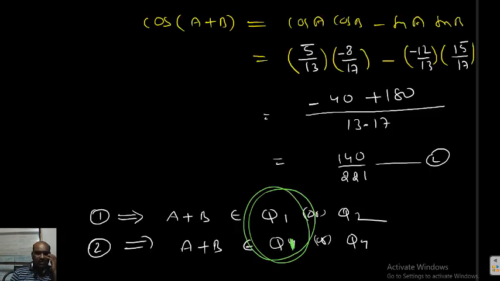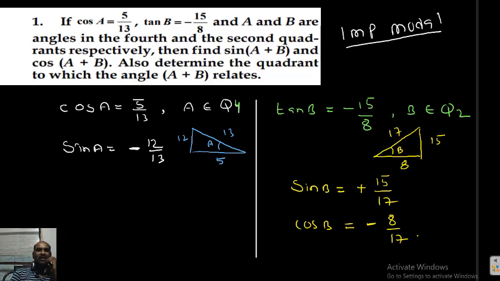So, interesting question, students. Once again: here cos A is given, and given that A is in Q4, tan B is given, and B is in Q2. Then you want to find the sin of A plus B value and cos of A plus B value, and after that you need to find in which quadrant A plus B lies. So cos A is equal to 5 by 13. To find the remaining trigonometric ratios, I assume that A is acute, and by using a small right triangle, I found the remaining sides. By using these sides, you can find all trigonometric ratios. Sin A is minus 12 by 13, cos A is 5 by 13, tan A is minus 12 by 5, everything you can write. In Q4, except cos and secant, all the remaining ratios are negative.